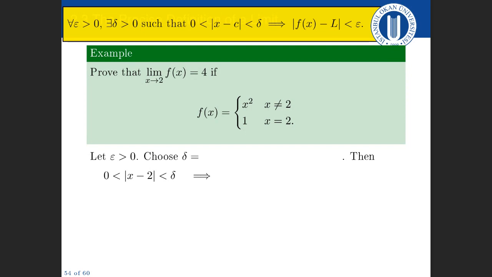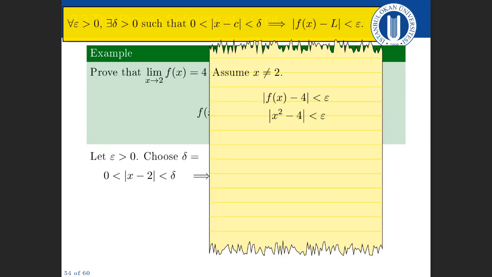How do we find which delta we want? We use our scrap paper. Now, assuming that x is not equal to 2, and we can always do that. Anytime we have a limit as x tends to 2, that means x is close to 2, but x is not equal to 2. So it's okay to assume x is not equal to 2. Absolute value of f of x minus L less than epsilon is the same as, for this example, absolute value of x squared minus 4 is less than epsilon. I'm going to start with the end and I'm going to work backwards to find my delta.